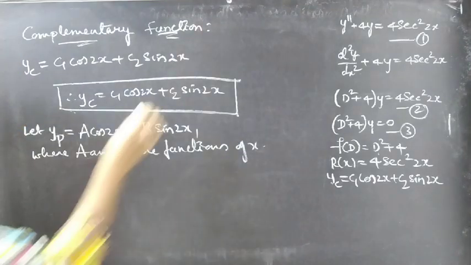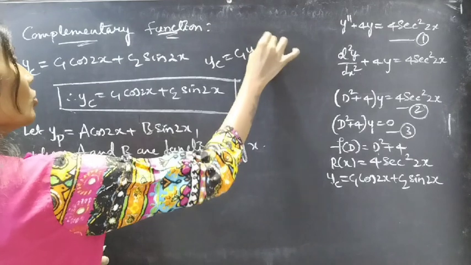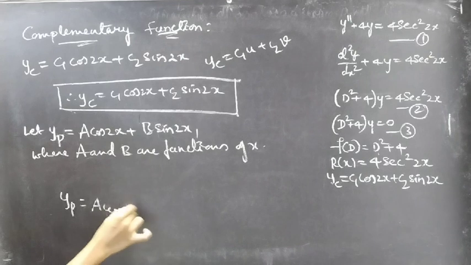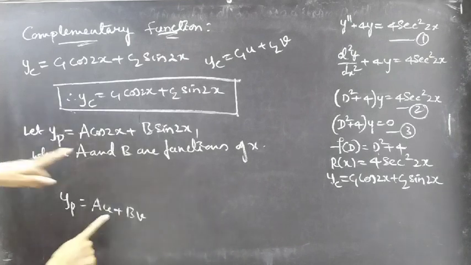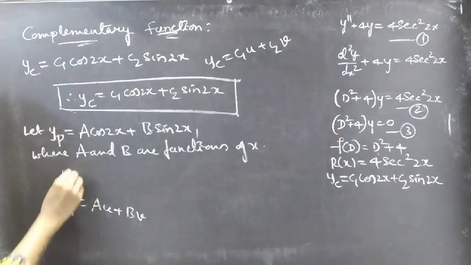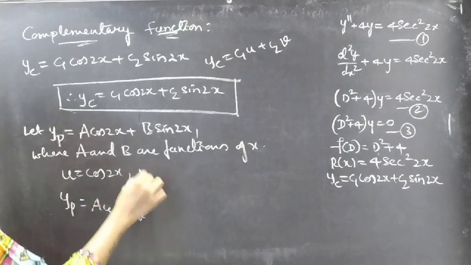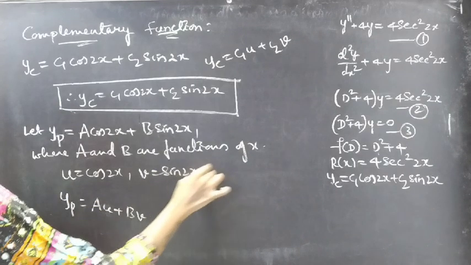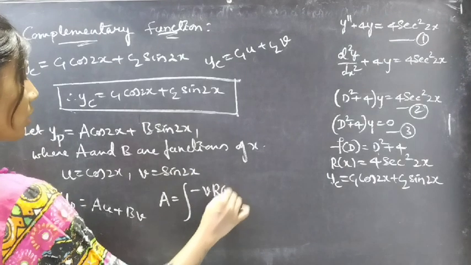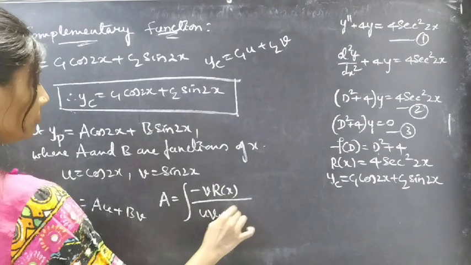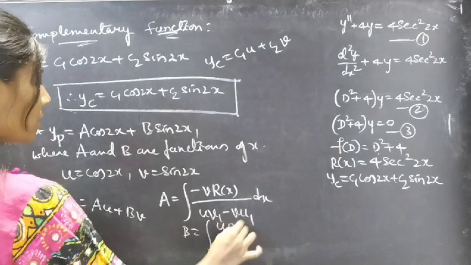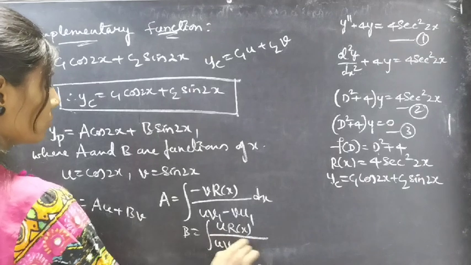Now we can compare yc with c1 u plus c2 v, or yp with a u plus b v. Then u is cos 2x and v is sin 2x. See, u is cos 2x and v is sin 2x. We'll find a and b using a is given by integral of minus v into r of x by (u v1 minus v u1), and b is given by integral of u into r of x by (u v1 minus v u1).